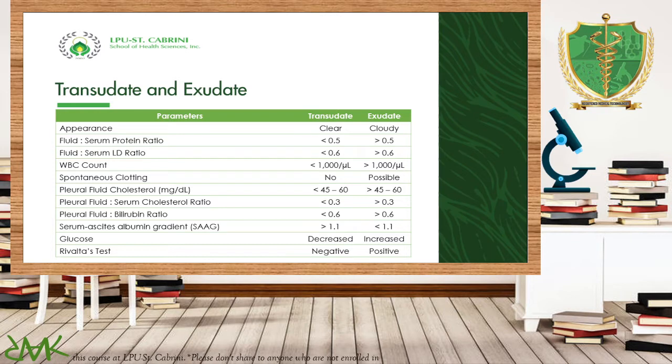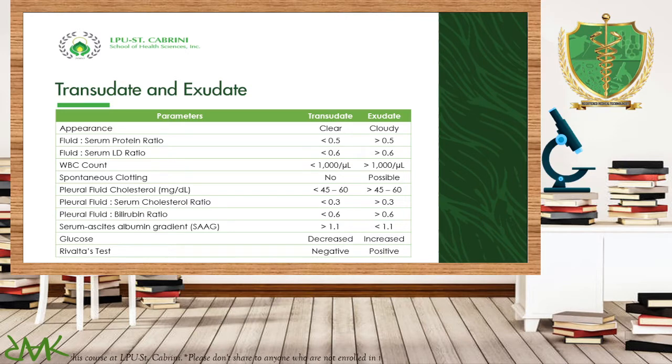Another way to differentiate is spontaneous clotting. Transudate does not clot. Exudate clots. That's why in the succeeding slides, we have the Rivalta's test, which will help us identify whether it is a transudate or exudate. Later, I'm going to discuss that. Take note, guys, that spontaneous clotting is not possible in transudate, while in exudate it is possible.